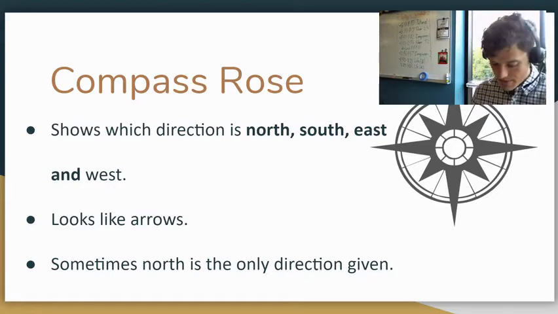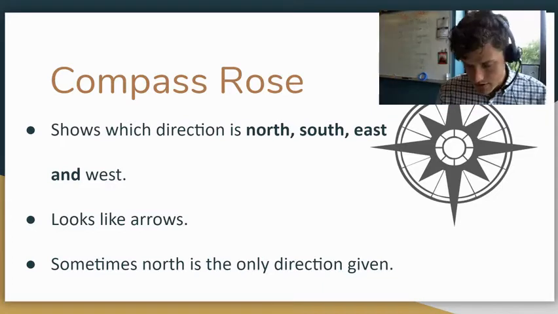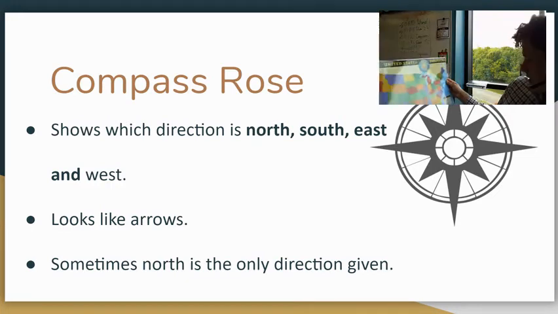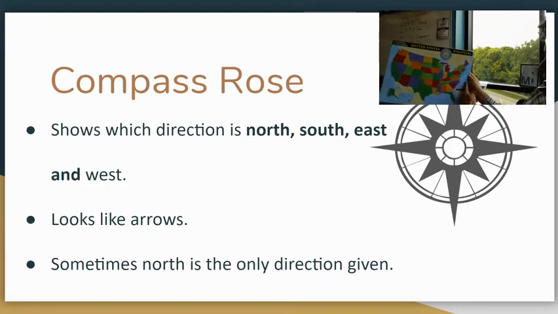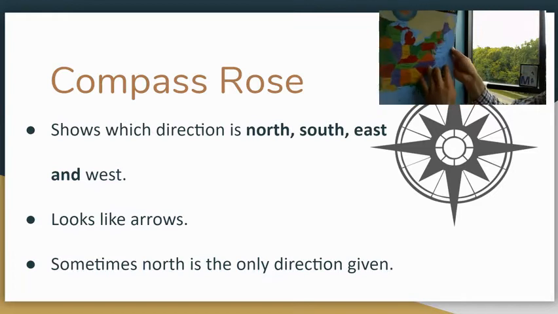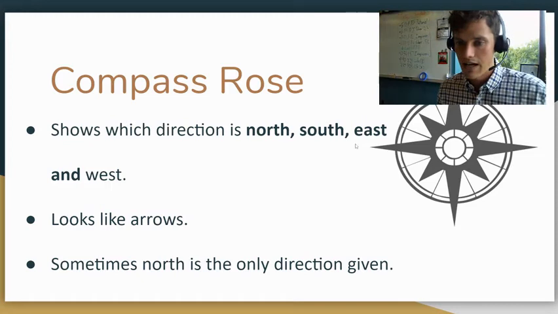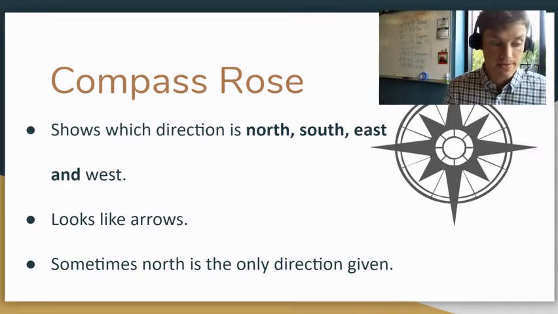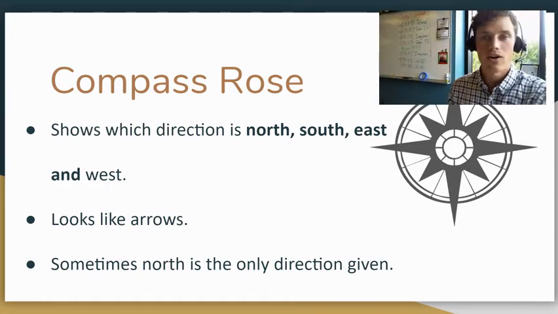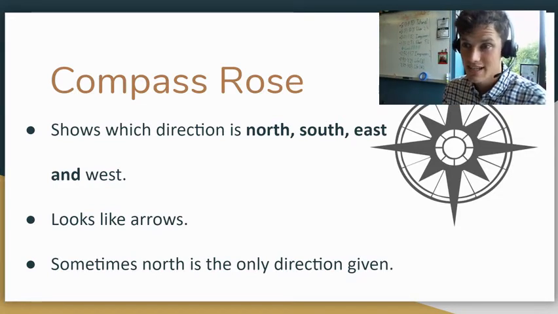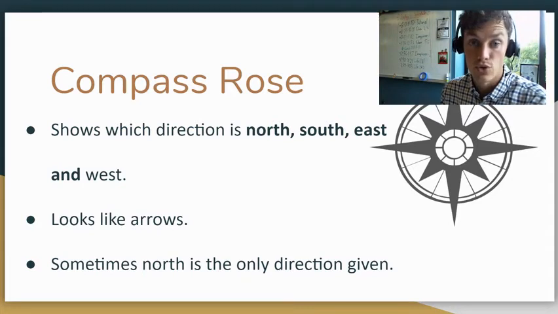Let's move on now to the compass rose. Compass rose is a pretty simple one. Let's see if I can find it on this map I have in front of me. There it is. Sometimes it's just a little arrow like that, pointing north. Sometimes it'll have all the directions on it. Sometimes it'll have multiple points, and they all kind of look a little bit different. But the biggest part of it is that it shows you which way is north.